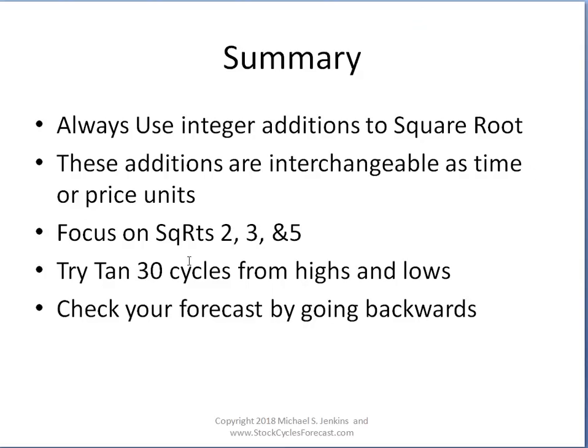You also want to focus on the big square roots of 2, 3, and 5 because they occur most of the time. You can also try the tangent of 30 cycles as shown in the last video from the highs and lows, and take that price times the tangent of 30, which is one of the square roots of 3, remember. The tangent of 30 is 0.577, and 1 over 0.577 is the square root of 3, 1.732. So that is related to the square root of 3, 0.577. And you always check your forecast by going backwards.